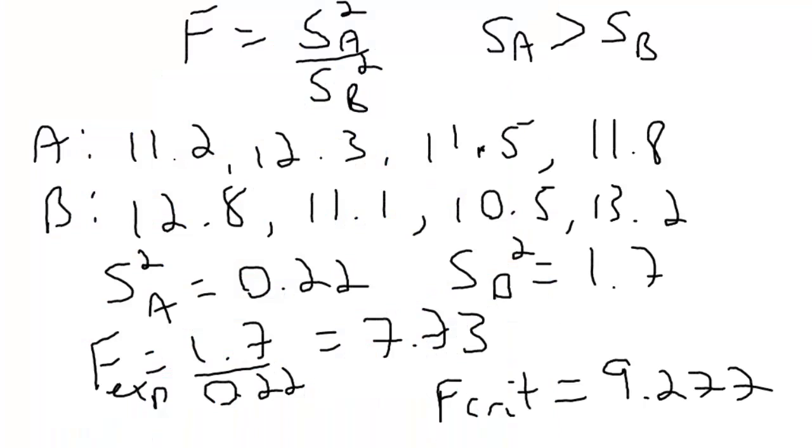9.277. And because the experimental value is lower than the critical value, we accept the null hypothesis, which says that there's no difference between the precisions of the two methods.